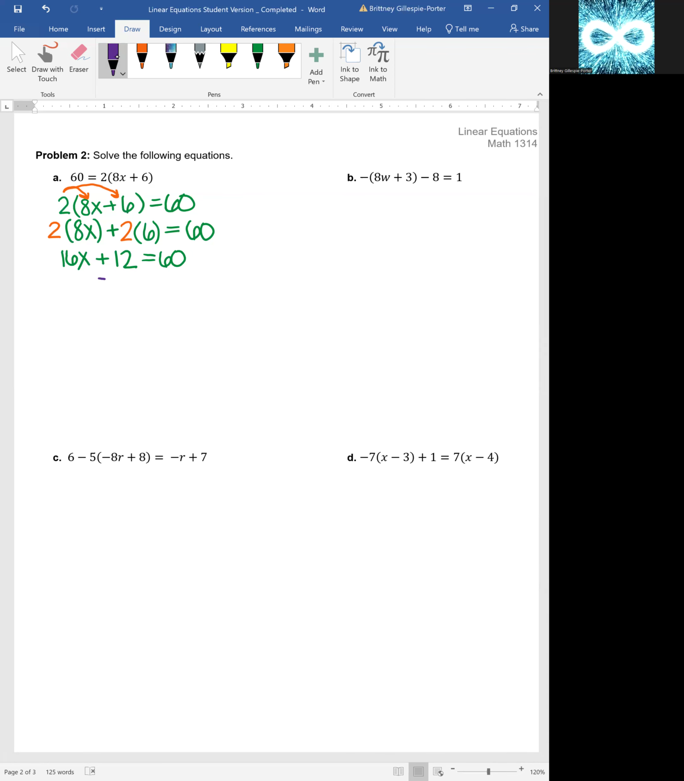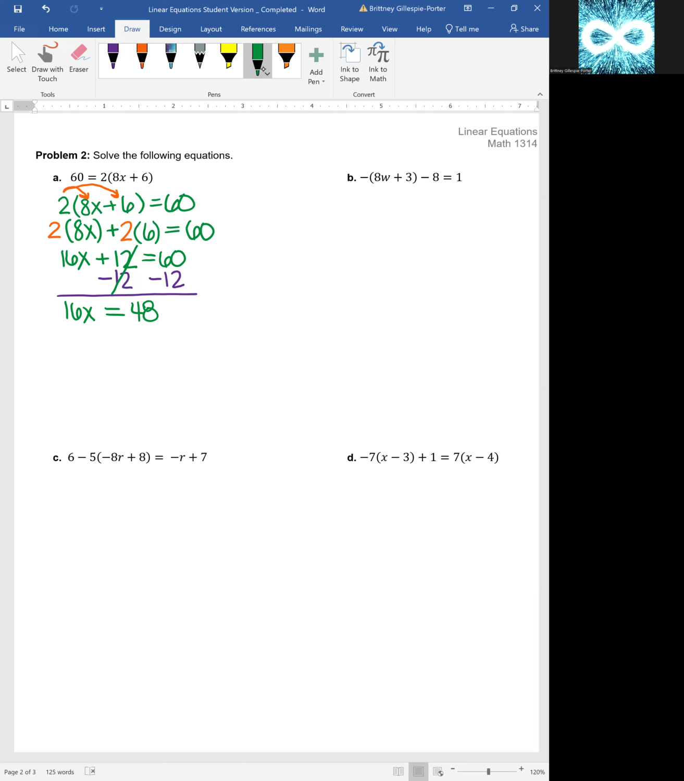Since we're adding 12, we're going to subtract 12 from both sides. Minus 16x is going to carry down. Positive 12 minus 12 gets us plus 0, so we don't need to worry about it. 60 minus 12 gets us 48. One more step. We have 16 times x equal to 48.